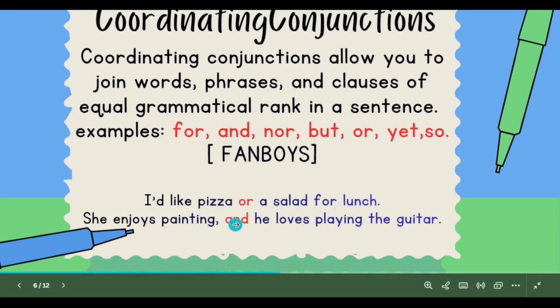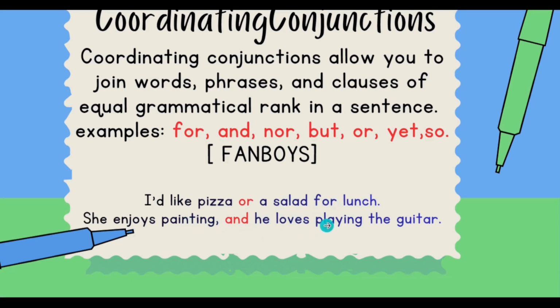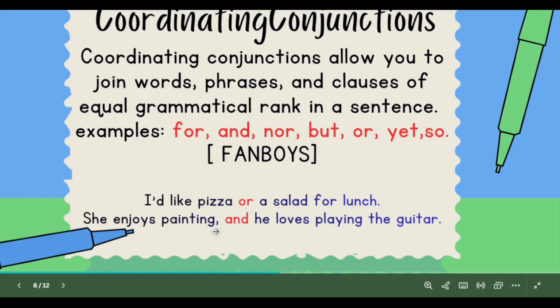She enjoys painting and he loves playing the guitar. When the elements that a coordinating conjunction joins are 2 independent clauses, a comma is used before the conjunction. So here the 2 independent clauses are: first, she enjoys painting; second, he loves playing the guitar.